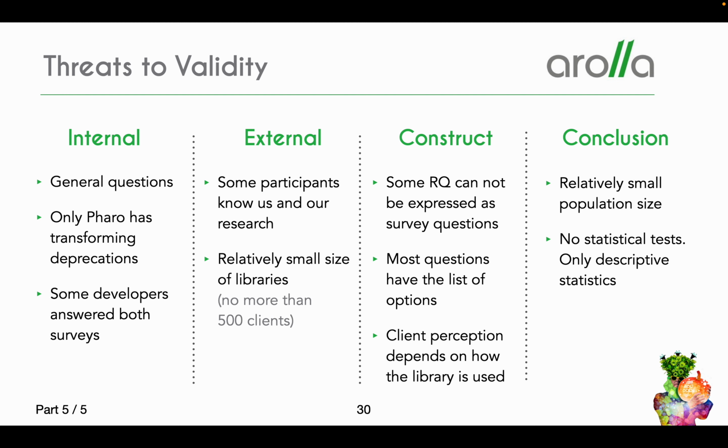There are also threats to construct validity. Some research questions could not be expressed by specific survey questions, so research questions were more general. Also, most questions had a list of options to make it easier for developers to answer. And those lists could also bias the answers of developers. And we asked clients and library developers about their perception of how difficult it is to update, but this could depend mostly on how the library is used. So this could also make it harder to analyze these questions.